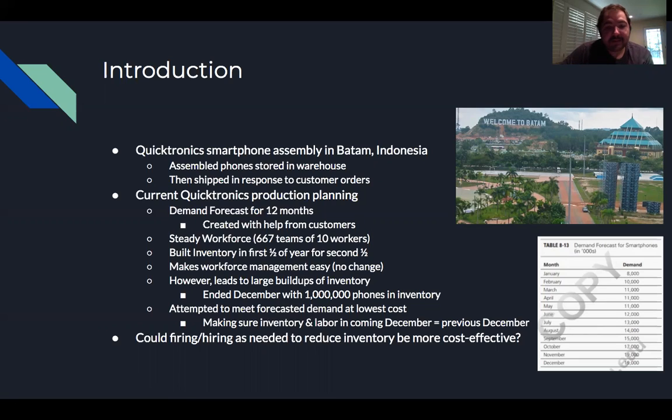They attempted to meet the forecasted demand at the lowest cost, and make sure the inventory and labor in the coming December is equal to the previous December. Now the question is, could hiring and firing as needed reduce inventory and make this more cost effective?